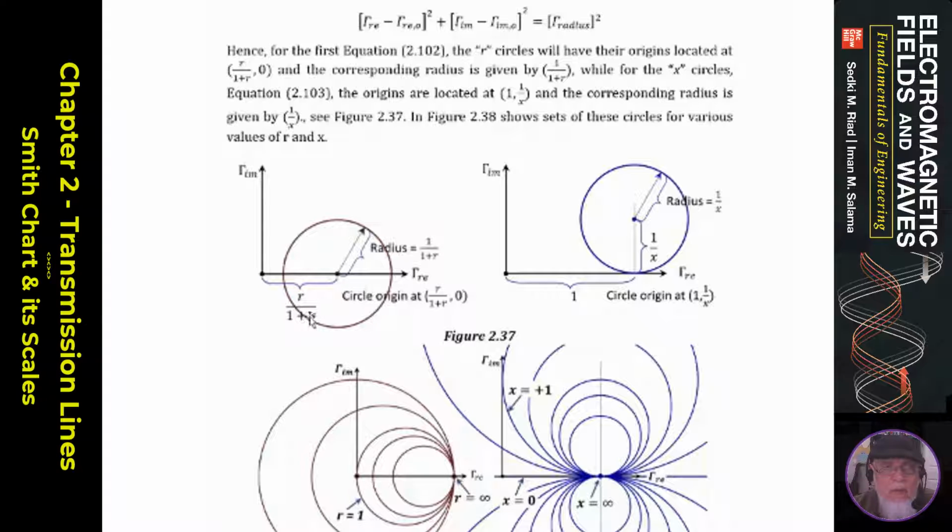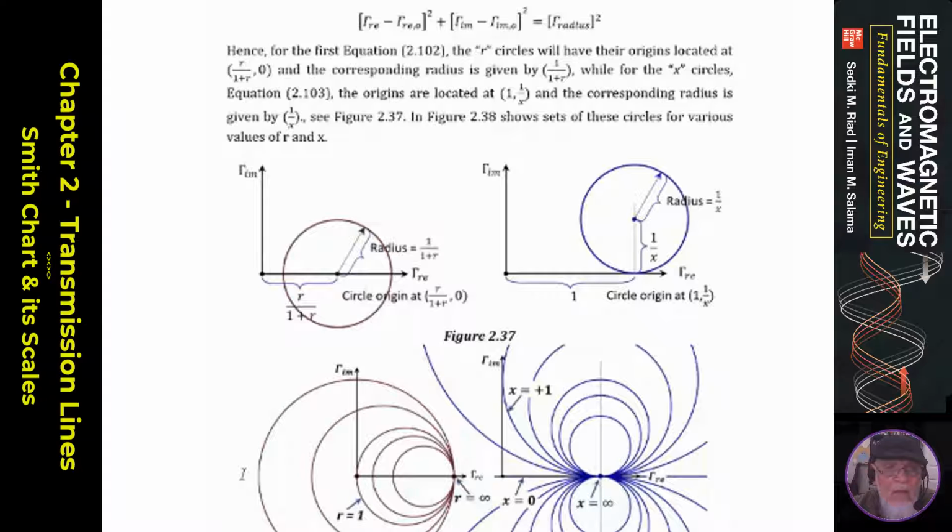If I put r is equal to 0, then the shift of the center is going to be 0, so that means the center is going to be here, and the radius is going to be 1 over 1 plus 0, which is 1, so the radius is going to be 1. So this bigger circle here is radius 1, and shift is 0, so the center is right at the origin here, and the radius is 1, and that's your big circle of r is equal to 0.